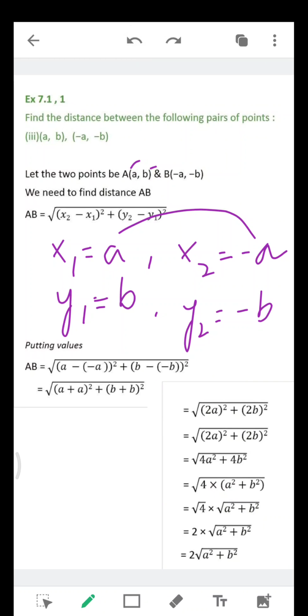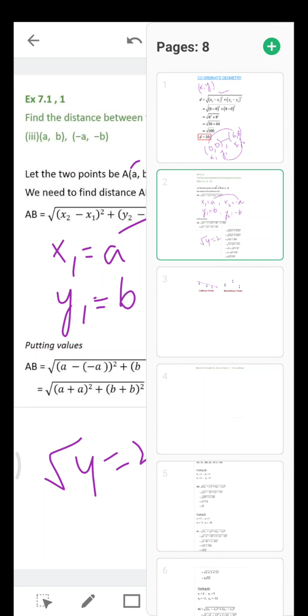So a plus a is 2a whole square and b plus b is 2b whole square. 2a whole square is 4a square plus 4b square, and 4 taken common, 4 comes out and 4 becomes 2. Square root of 4 is 2. If you have a perfect square root, then find it. So 2 came out of the root. So the final answer is 2 under root a square plus b square. This is the way we find distance. We can find the distance between any 2 points on the graph.